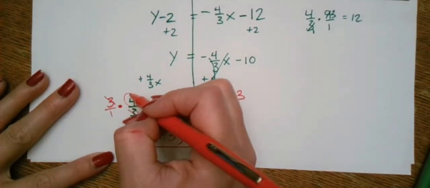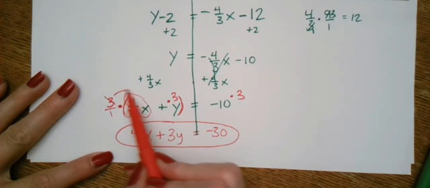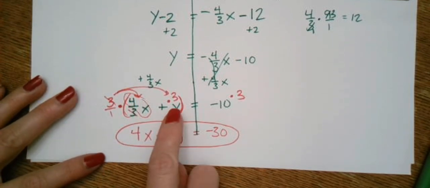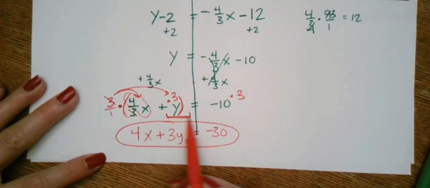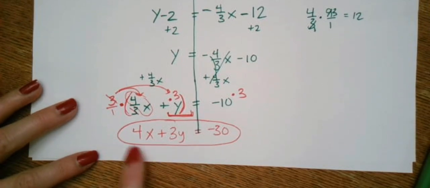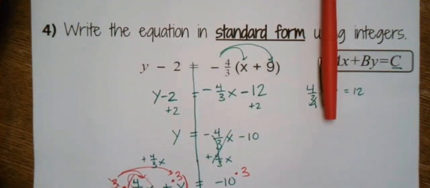You'll notice why I'm not just putting parentheses around this and multiplying by 3 is because I don't want you to forget you're multiplying the first term and the second term by 3. So just the most common mistake is to forget to multiply the y as well. Just be really careful and cautious with that. So we've got our equation in standard form, and we are ready for our summary.